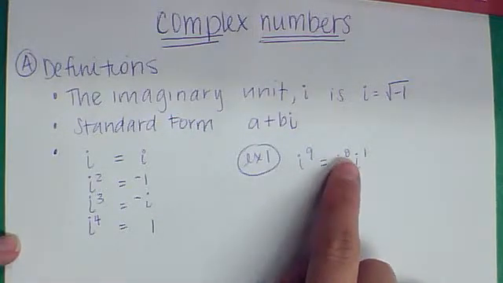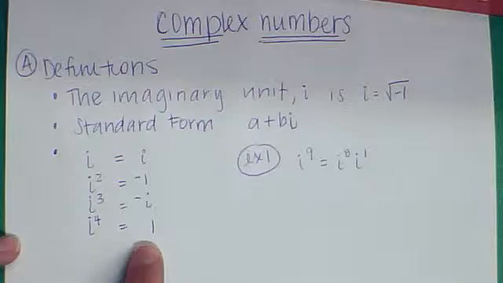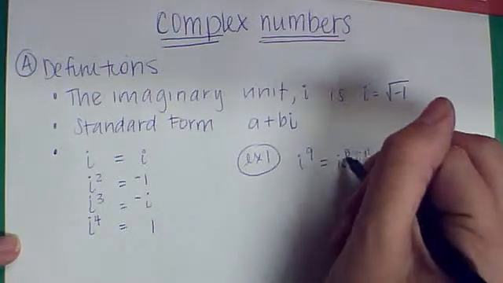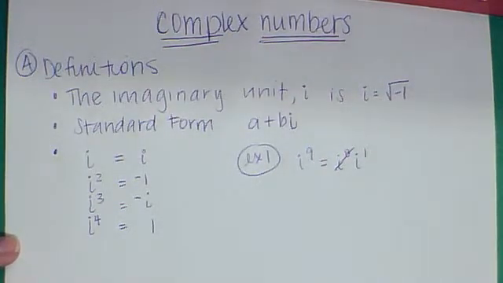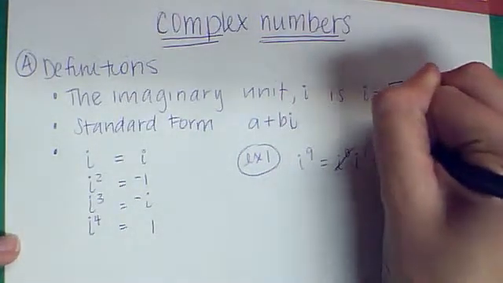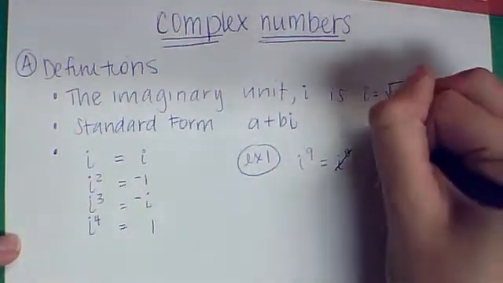I to the 8th is a multiple of I to the 4th, which is 1. 1 times anything is itself, so any multiples of 4 go away, and my answer to what is I to the 9th is the same as I.